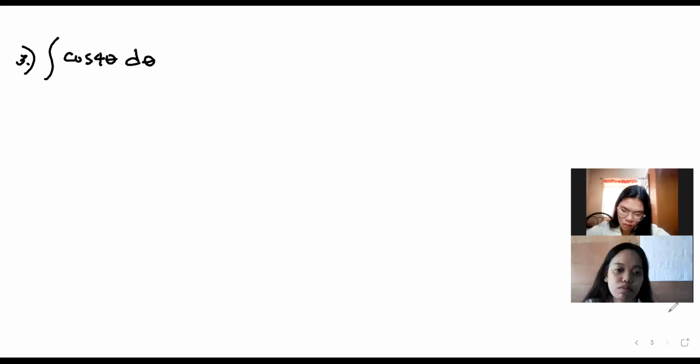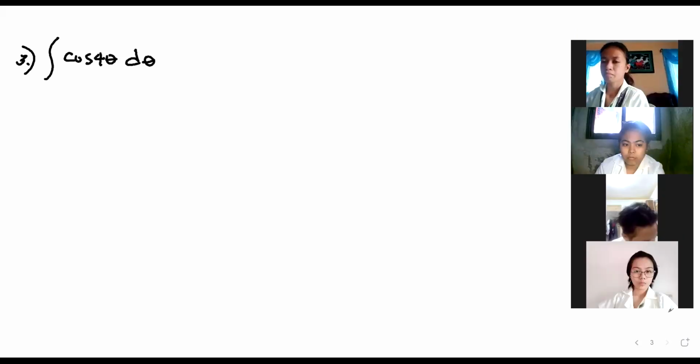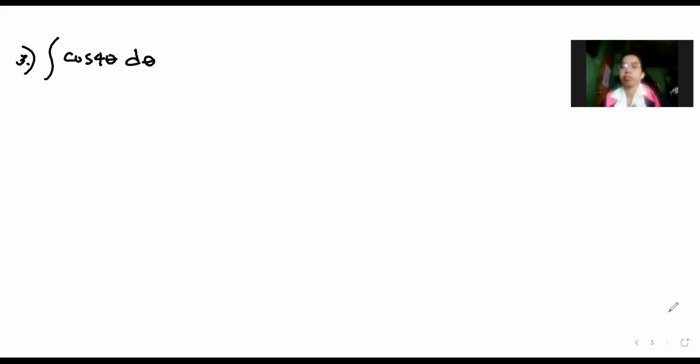By the way, class, kindly comment your name for your attendance today. Anyone? Volunteer. What do you think will be your U? Cosine 4 po. The 4? Cosine 4 theta po.